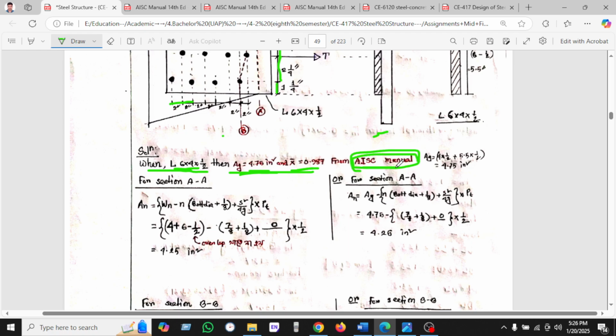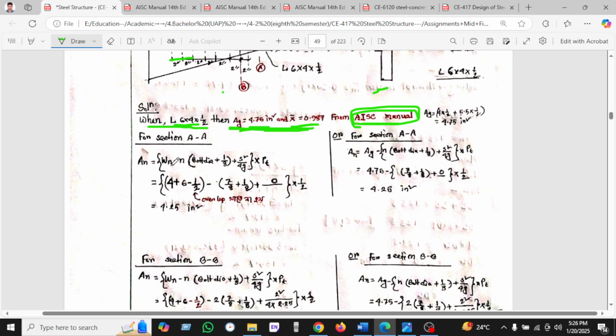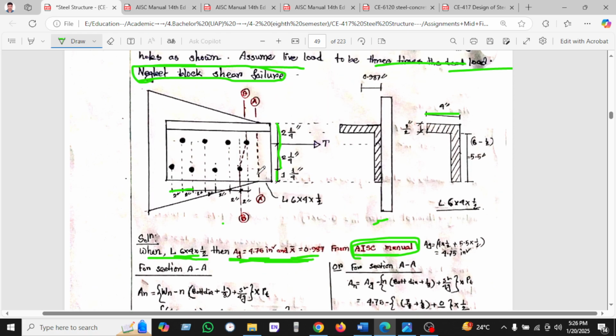So in this way we will take this from the AISC manual. I'm not showing it again and again. I will take this value from the AISC manual. Okay, keep that in mind. So for section 1, we have been seeing this is section 1.